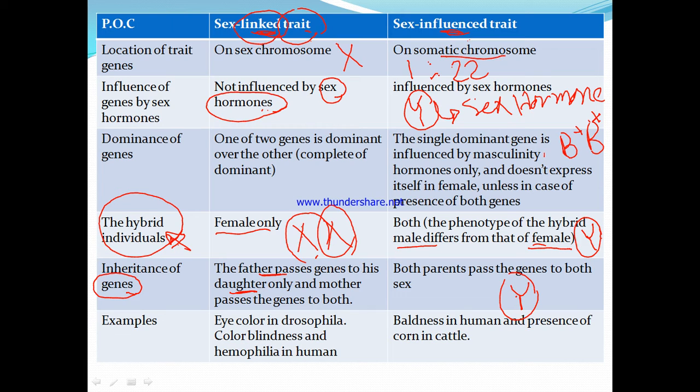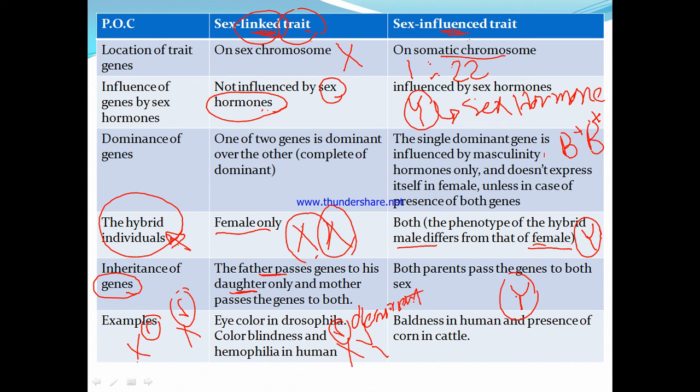The example in sex-linked trait, eye color in Drosophila, is represented by a capital allele, or dominant. But in human, a sex-linked trait in human or in man is present in recessive form. Meaning the X carries the recessive form, a small letter for example, or X and Y are small.